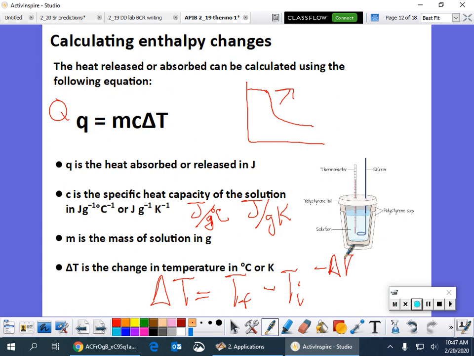So a negative delta T is going to give us a negative Q. And if we are losing heat, if heat is released, it is being lost to surroundings, and that is going to be a negative Q. If heat is absorbed, we are bringing it in, it's going to be a positive Q. Because if we're absorbing heat, our final temperature is going to be higher than our initial temperature.